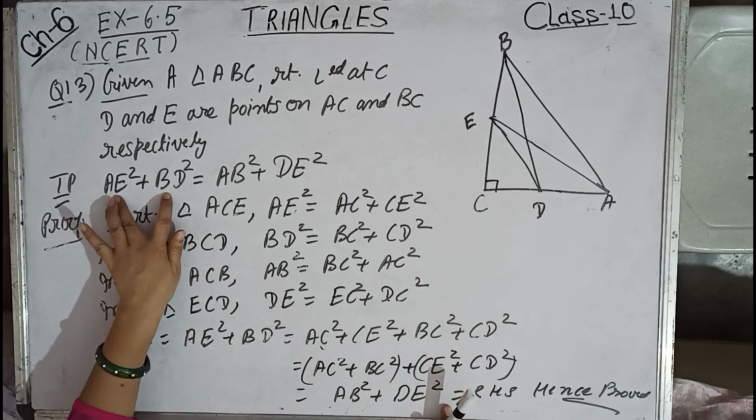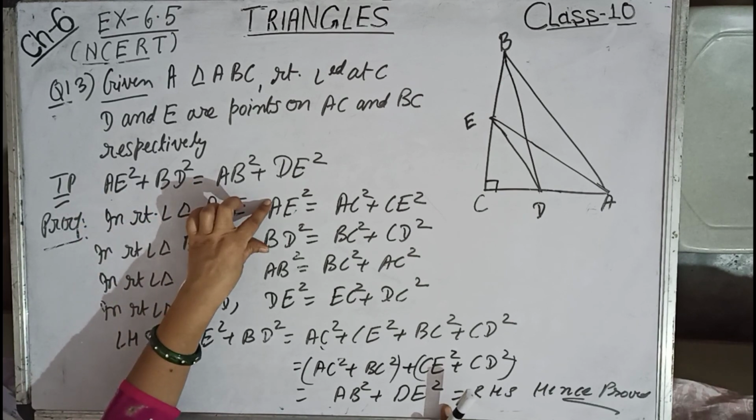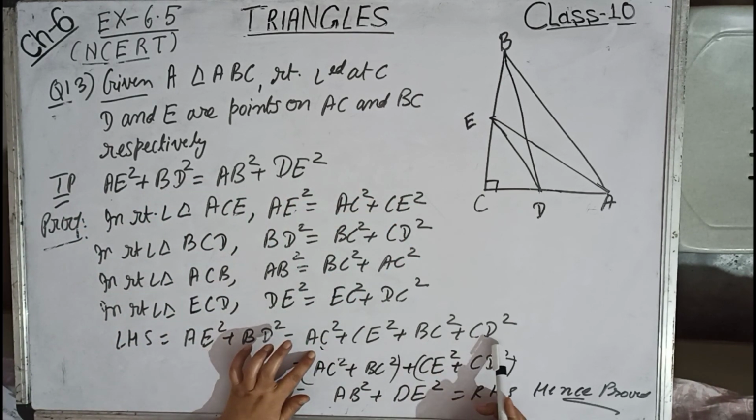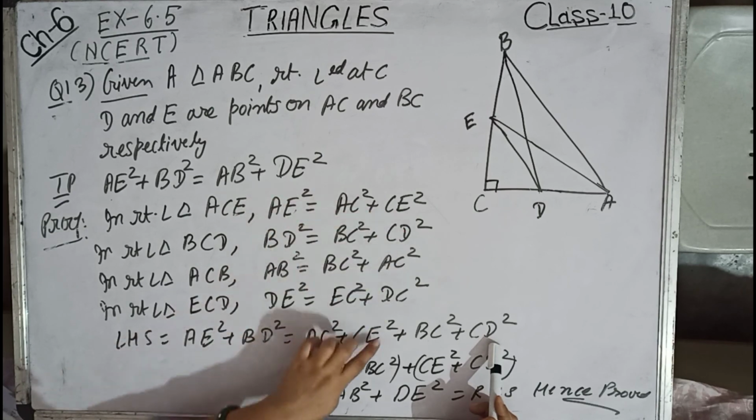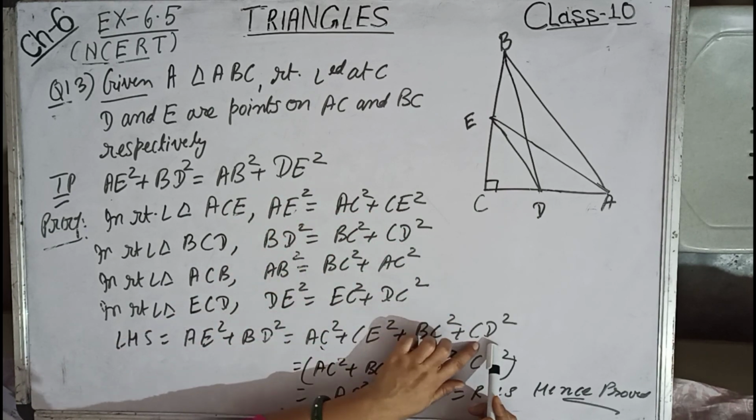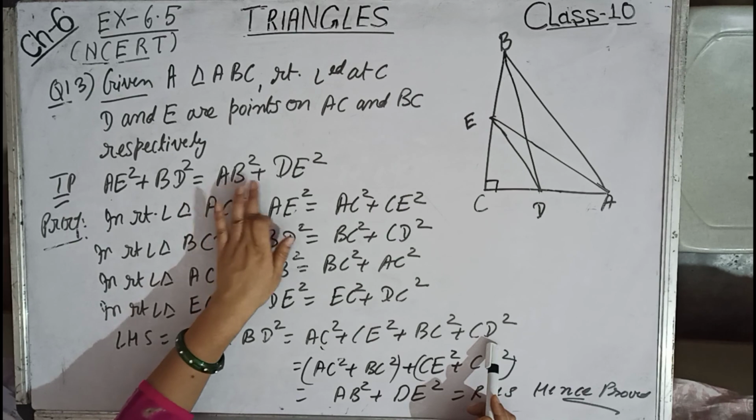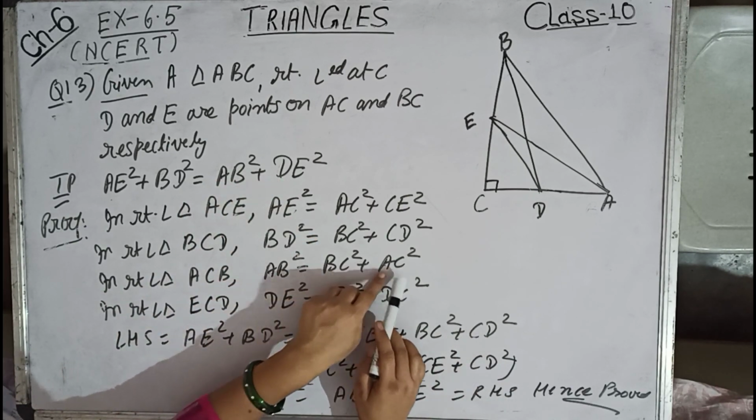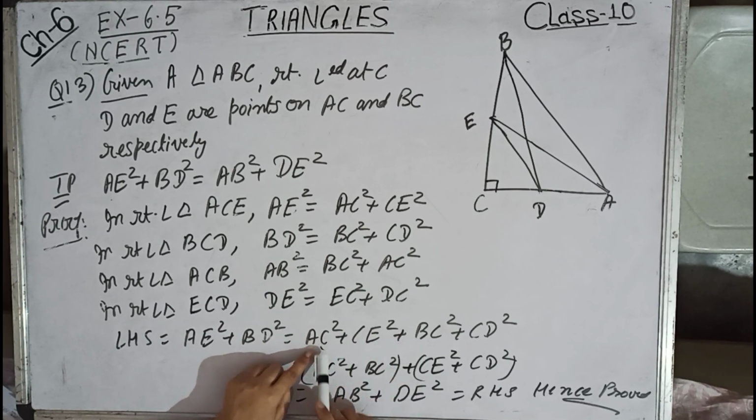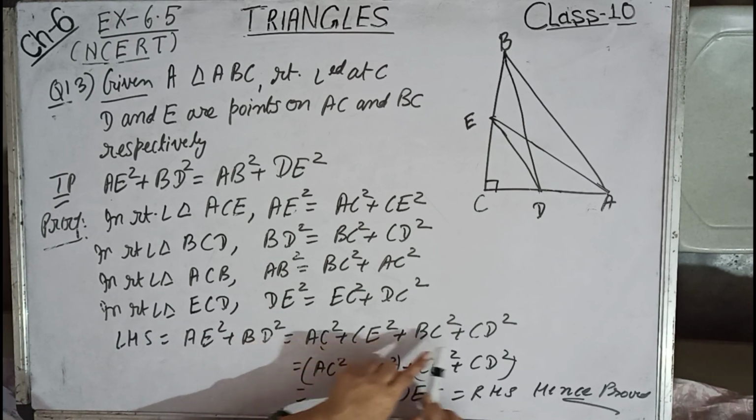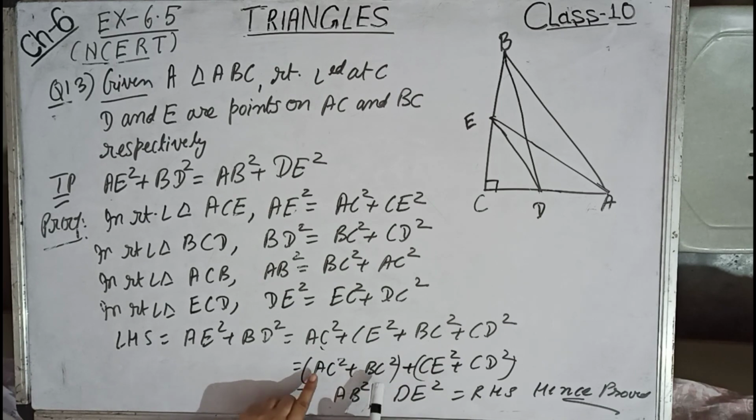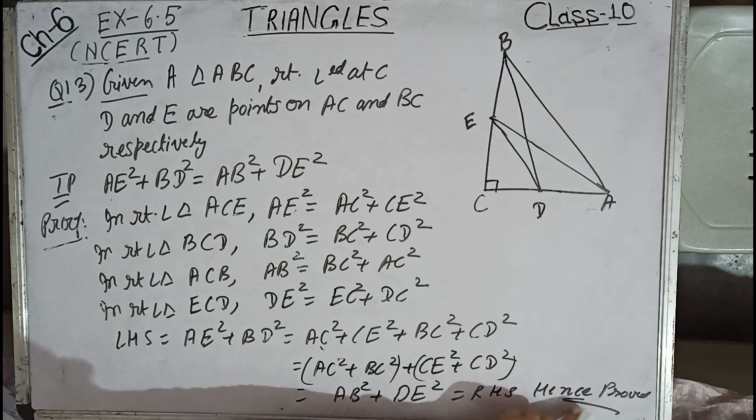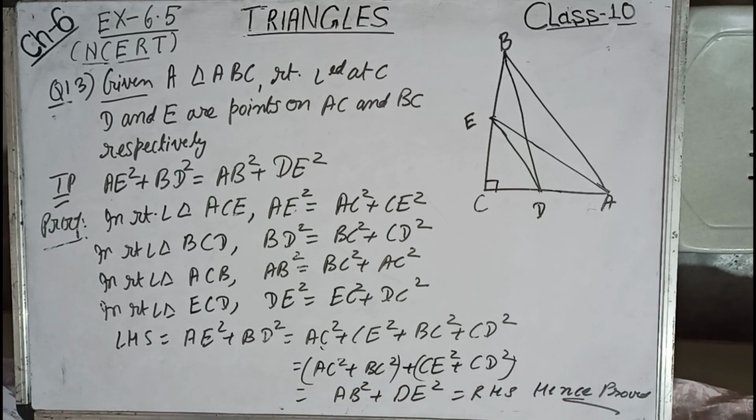Now, LHS is AE square plus BD square. So, AE square plus BD square, all four written over here: AC square plus CE square and BC square plus CD square. Now, I want AB square plus DE square, and AB square is BC square plus AC square. So, BC square plus AC square kept at one place and CE square plus CD square kept at one place. AC square plus BC square is AB square and CE square plus CD square is DE square. And this is the RHS and hence proved. Let us move to the next question.